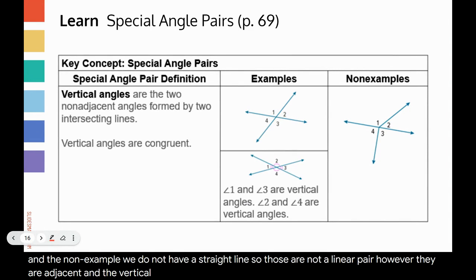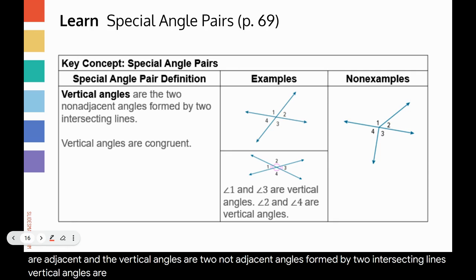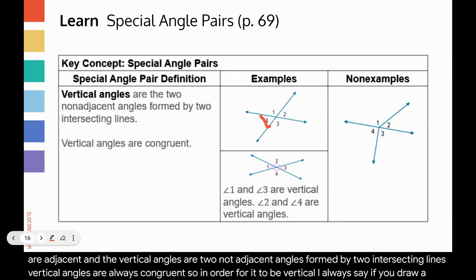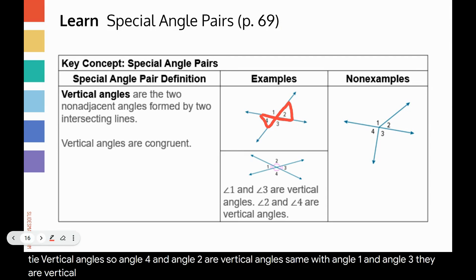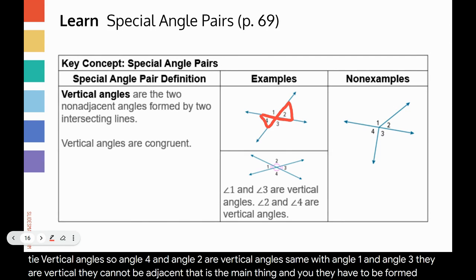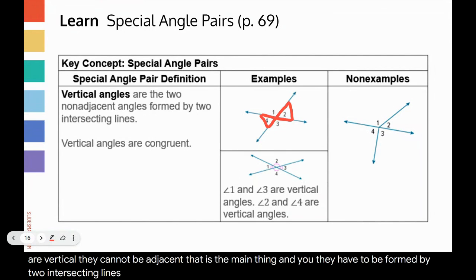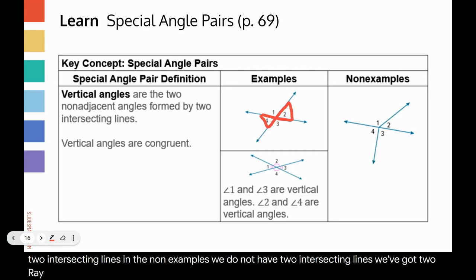And then vertical angles are 2 non-adjacent angles formed by 2 intersecting lines. Vertical angles are always congruent. So in order for it to be vertical, I always say if you draw a bow tie, those are your vertical angles. So angle 4 and angle 2 are vertical angles. Same with angle 1 and angle 3, they are vertical. They cannot be adjacent. That is the main thing, and they have to be formed by 2 intersecting lines. In the non-examples, we do not have 2 intersecting lines. We've got 2 rays and a line, or 4 rays if you want to say.